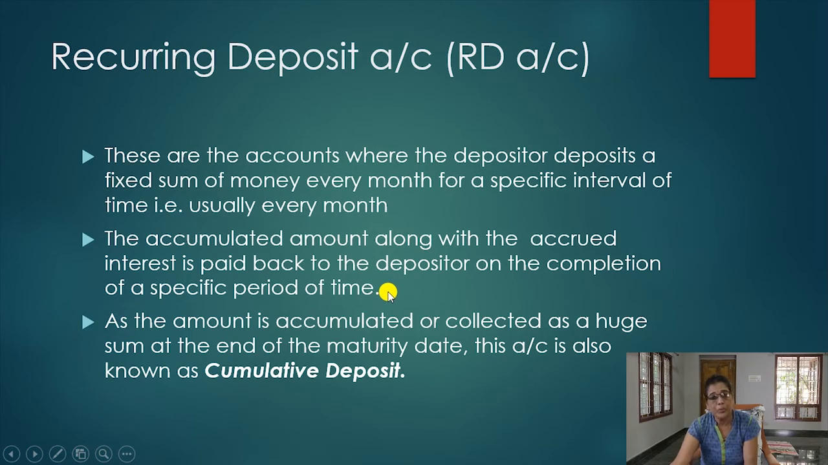So, if you are going to open a recurring deposit account for 1 year, say for example, every month you deposit 100 rupees. So that means for 12 months, the same amount every month you have to deposit. And after completing the 12 months, the amount you have deposited plus the interest will be given back to you by the banker. As the amount is accumulated or collected as a huge sum at the end of the maturity date, this account is also called a cumulative deposit. It means every month the same amount will be accumulated, pooled up or gathered, and this amount will be taken back as a lump sum, a big amount.